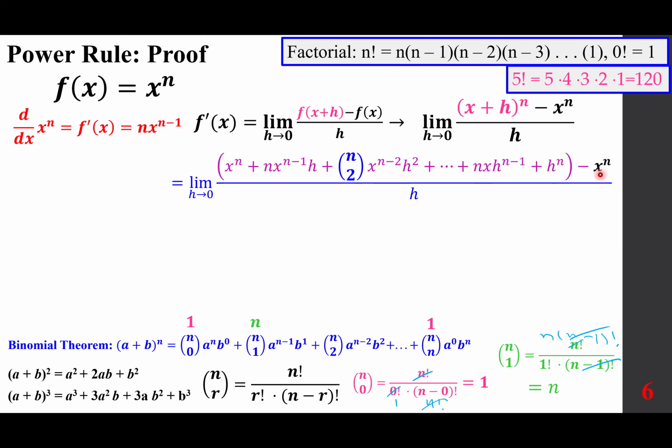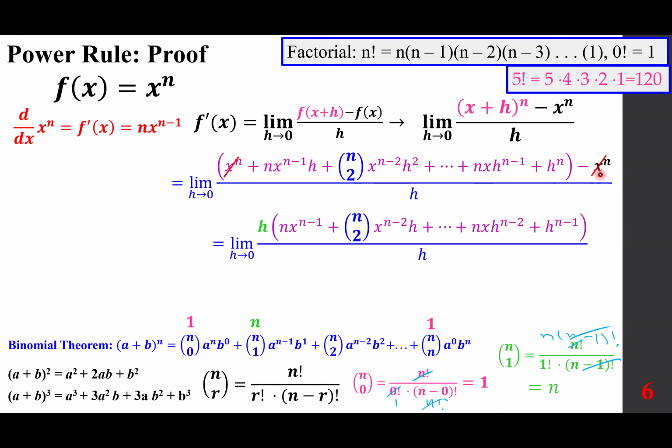Clearly, these two cancel each other. Clearly, we can take the h out. If I take the h out from what is left, this one doesn't have an h. This one takes h to the power of 1. This one h to the power of n minus 2, and this one h to the power of n minus 1. Cancel out the h from the top and the bottom. And what you're left with, if you look at this expression, every term involves h except the first one. Because h approaches 0, every term goes to 0 except the first one.